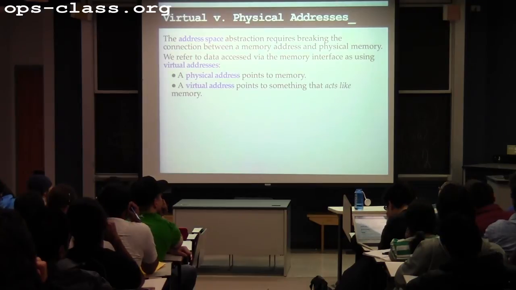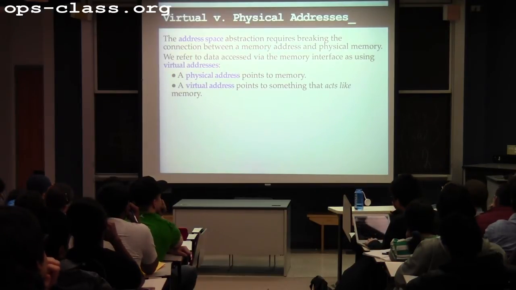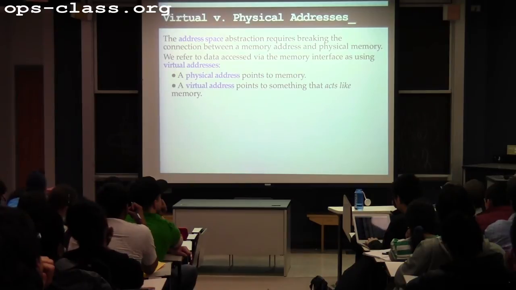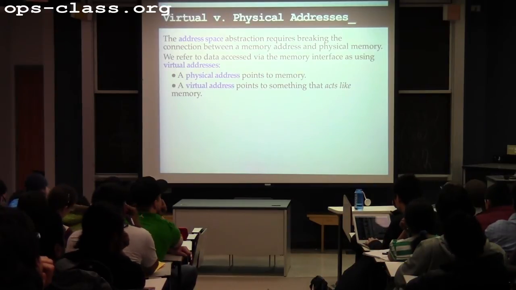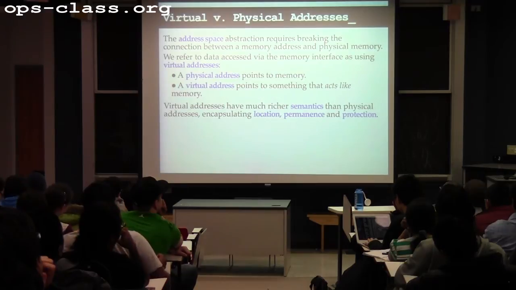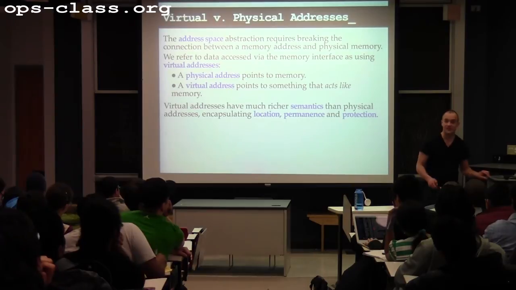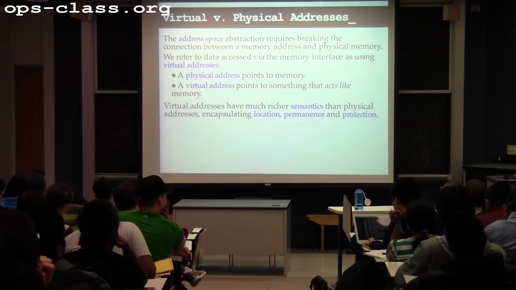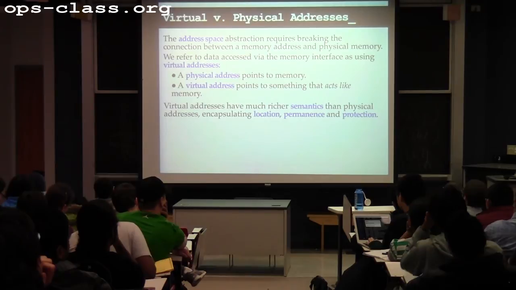A virtual address, on the other hand, you can think of as pointing to something that obeys the memory interface. It's something you can provide to something that is going to obey the memory interface. Basically, it's a reference that you can pass to load and store. And it turns out that we can put a lot of different things behind that same load and store interface, including things that are not actually technically or in any way memory. Virtual addresses, compared to physical addresses, have much richer semantics, and the reason is that we've introduced this level of indirection.